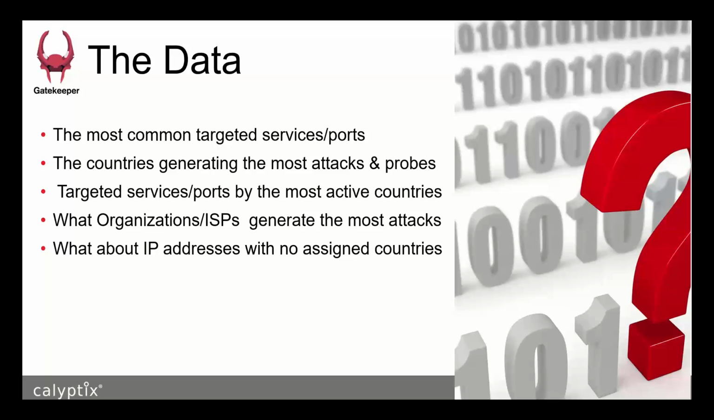So now let's turn a little bit to the data. We took a snapshot of 30 days of data for the month of November and looked at common targeted services reports, the source countries where they're coming from, and then what countries are the most active. We'll look at a few of those, what ports they're targeting, because they're not all the same. And then what organizations or ISPs are generating the most attacks. And then how do we look at IP addresses where there's no assigned countries, and how can we guide you on what to do about that data set.